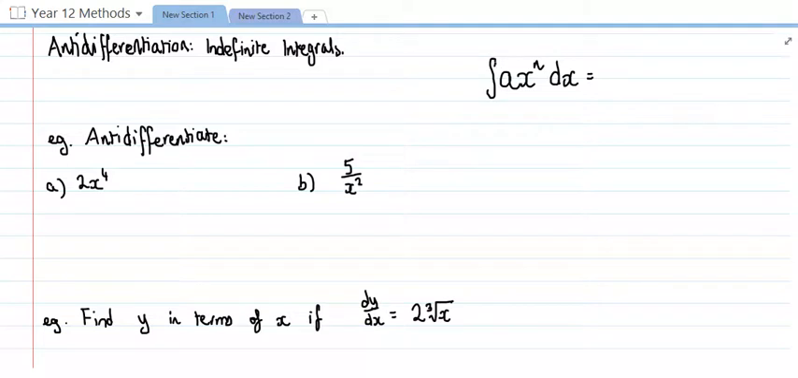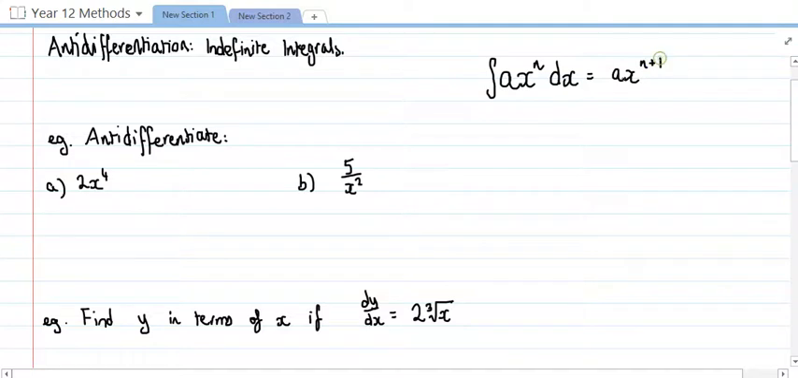So the antiderivative of ax to the n with respect to x is given by ax to the power of n plus 1, and that's divided by the new power, which was n plus 1. When we're writing an antiderivative, we should also make sure to write plus c on the end of it, because we can always have some constant term which would disappear if we were to differentiate.